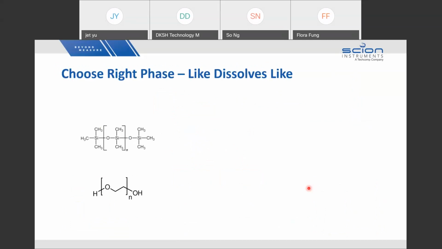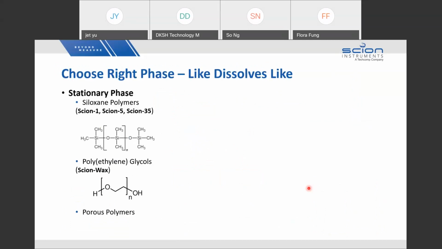First of all, I would like to talk more about the stationary phase. There are a couple of stationary phases. This is, I think, the first key step for you to start a GC analysis when you have certain target compounds to analyze. As I mentioned just now, the principle to choose a phase is based on the chemical properties, like dissolves like. So the common stationary phase will be polysiloxane polymers. This is a common one.